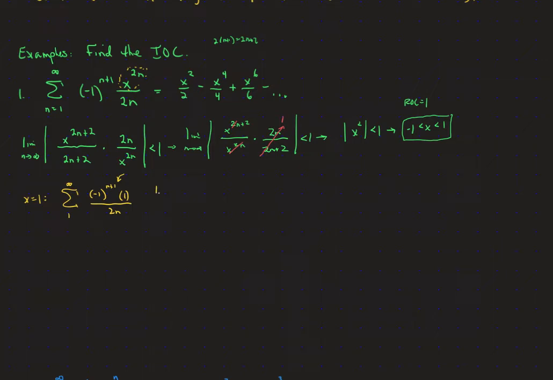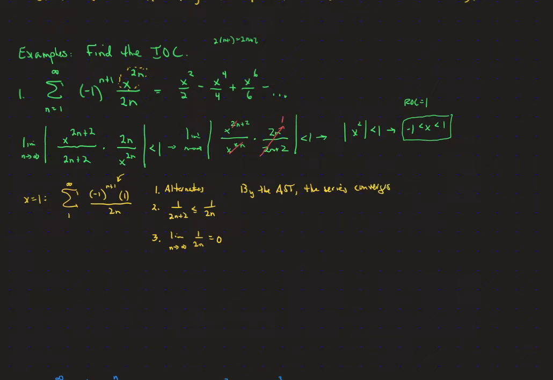So we can say the series alternates. We can say that in absolute value, the n plus first term, which is 1 over 2n plus 2, is less than or equal to 1 over 2n, so the series is decreasing, and that the limit as n goes to infinity of that 1 over 2n is indeed going to be 0. So by the alternating series test, the series converges.